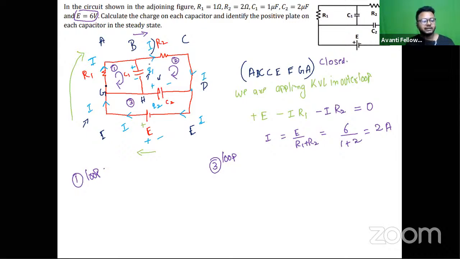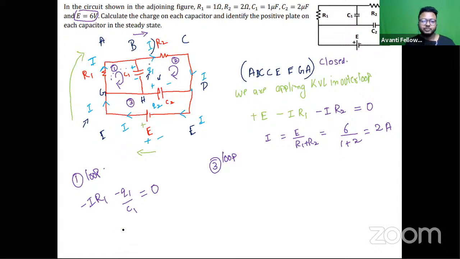In the first loop, what shall I write? I'm going along the current, so I will write minus I into R1. Then I'm getting out from the negative part of the capacitor, which I have assumed. So I should write minus Q1 by C1. And in this closed loop, this should be equal to 0, right?